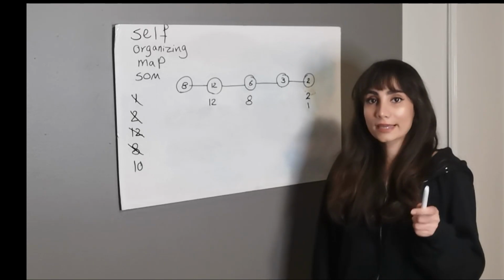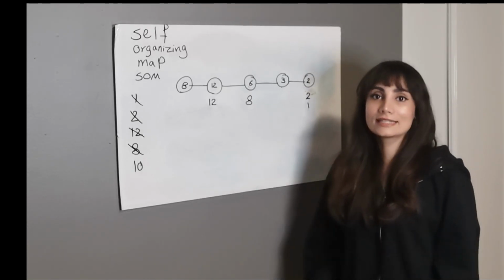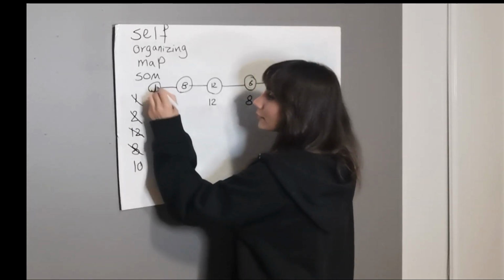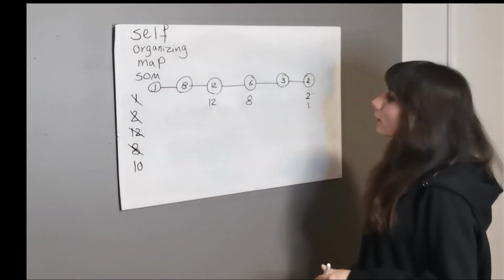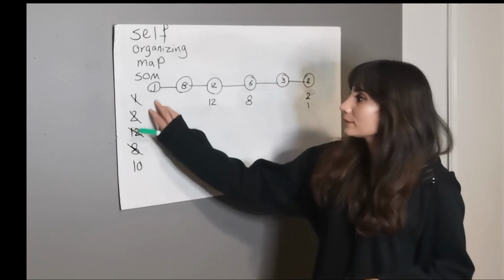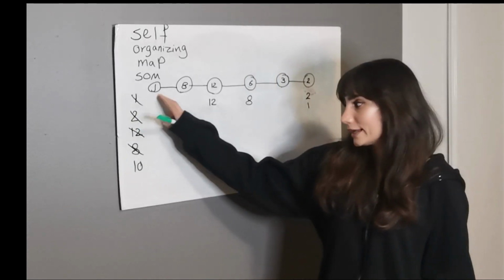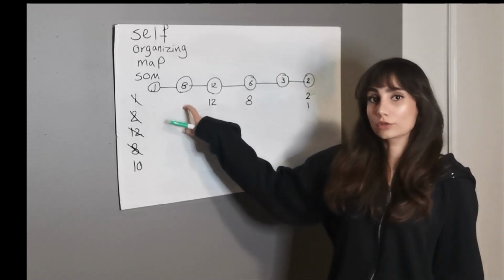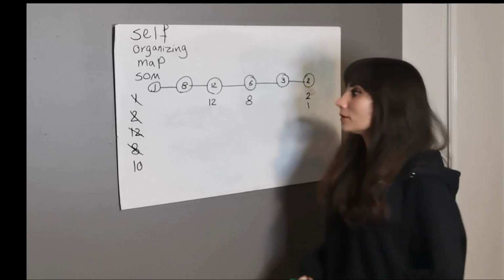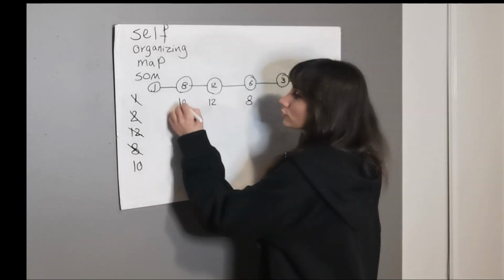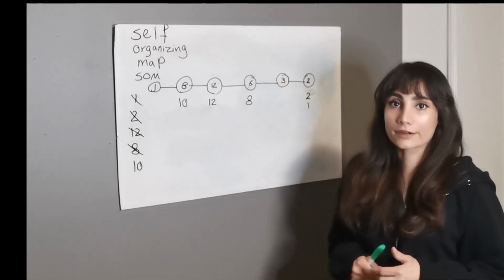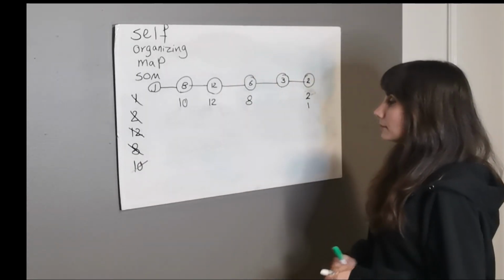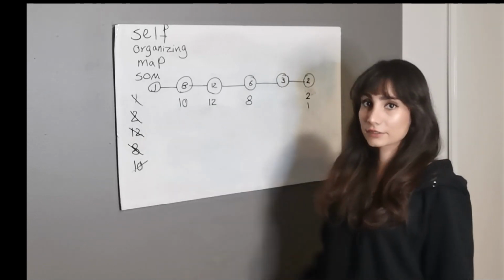And then another way is it will look at the neighbors. So let's add another one here. I'm going to make this neighbor 1. Okay. Yes, so the neighbor for this is 1, and 1 is not close to 10, but 12 is very close to 10. So I'm going to choose this point to represent 10 here, because this neighbor was closer than the other one.